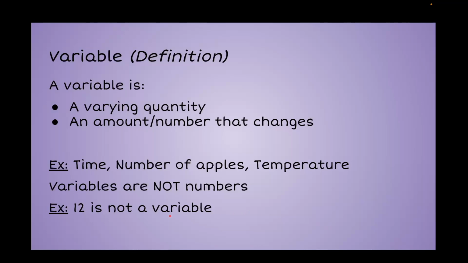Some examples of that are time, like the amount of time can change: 5 seconds, 10 seconds, 15 seconds. Number of apples, a variable can just be counting something. And then temperature is also a variable, it can change. You can have a hot day, a cold day. It's important to remember that numbers are not variables. That's why a lot of these problems today won't have any numbers, because we're not talking about numbers here. We're talking about variables, which are different. So don't think of numbers as variables.